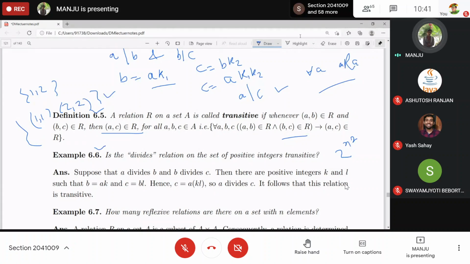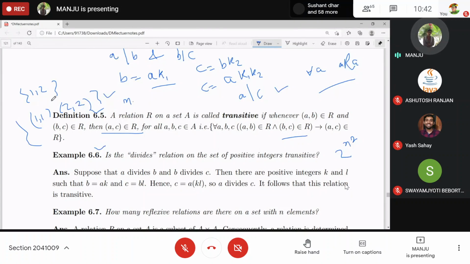Yes, these n elements are fixed. Getting or not? Yes, ma'am. Okay. So the extra elements may come or may not come, that doesn't affect the reflexivity. Still, it will be reflexive, right? So these n elements can be chosen in one way only. We'll choose this one, right?